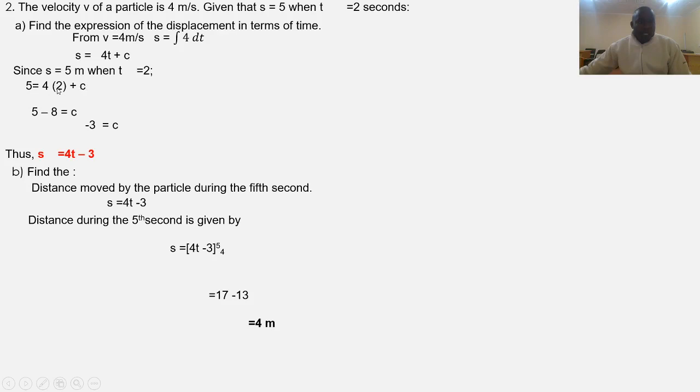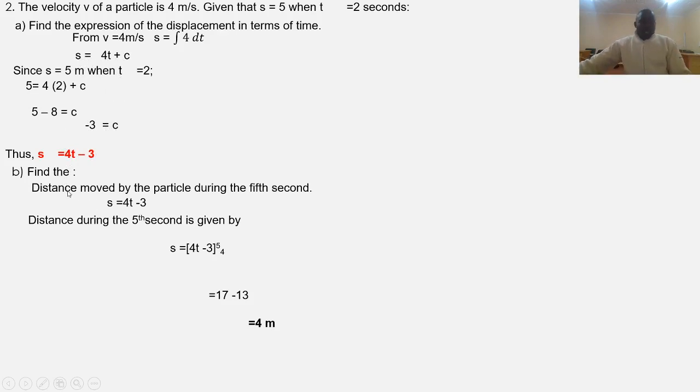So this is 8 and this is 5. To get my c, it is 5 minus 8 equals c. So c is negative 3, and therefore s equals 4t minus 3. Wherever I have a c, I substitute with the negative 3. So my s equals 4t minus 3.